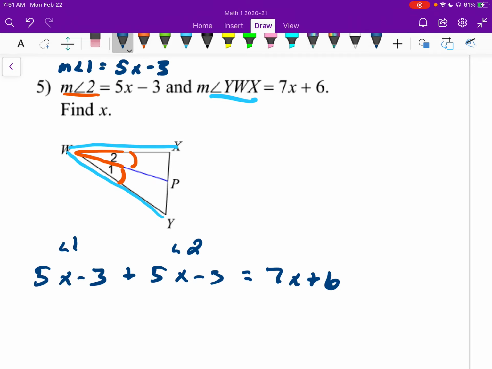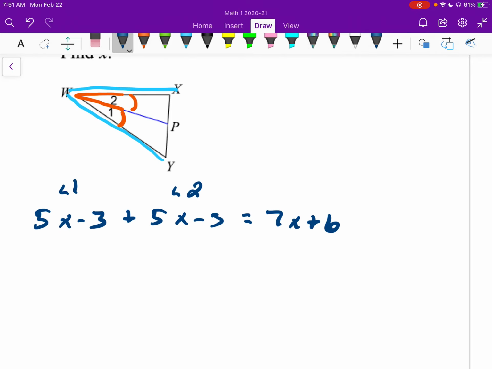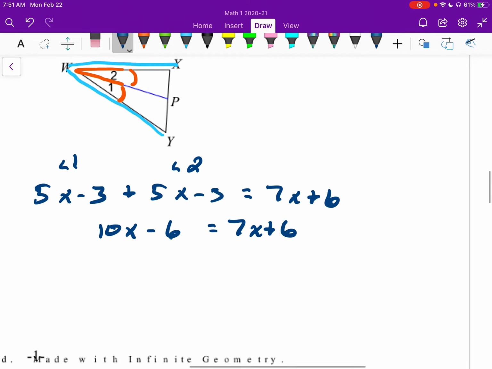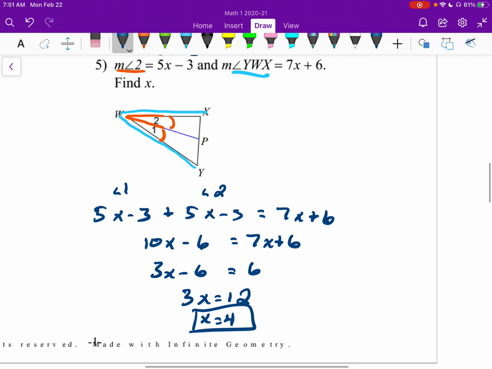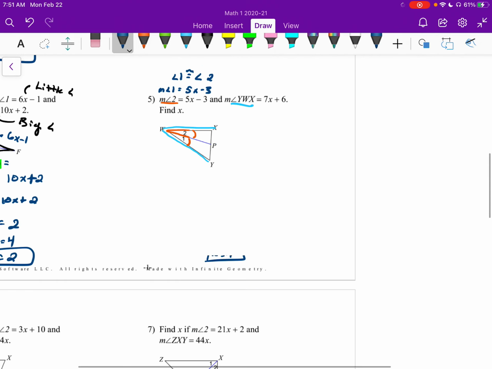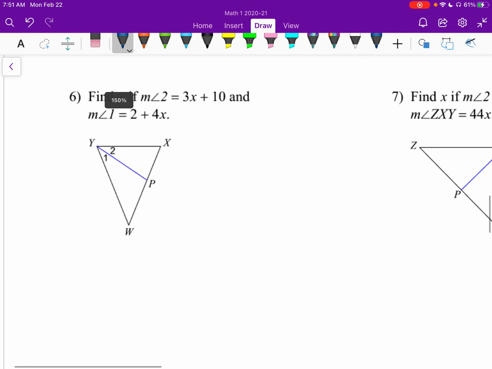So whenever I solve this, I'm going to start off by combining like terms on the left. So I get 5x and 5x gives me 10x. Negative 3 and negative 3 gives me a negative 6 equals 7x plus 6. I'll subtract my 7x to the left, and I'll get, well, 3x minus 6 is 6. Adding my 6 over gives me 3x is 12, and x is 4. And there we are.